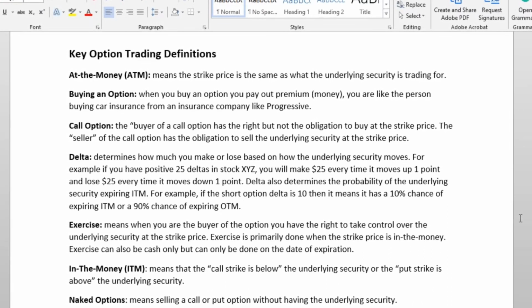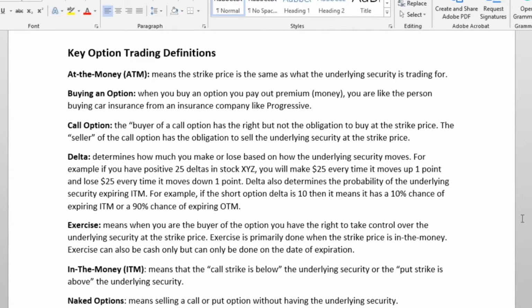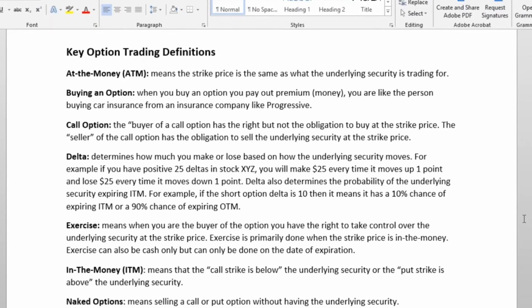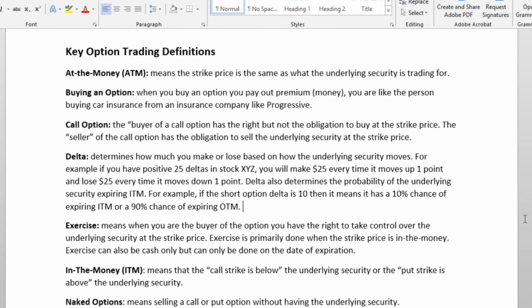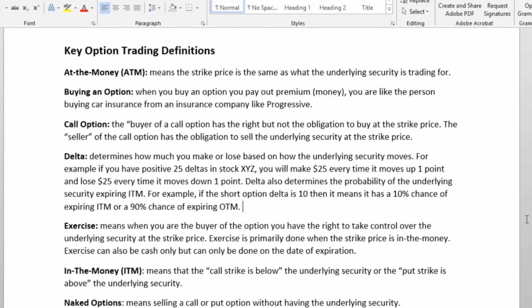Exercise. Exercise means when you are the buyer of the option, you have the right to take control of the underlying security at the strike price. Exercise is primarily done when the strike price is in the money. Exercise can also be cash only, but can only be done on the date of expiration.